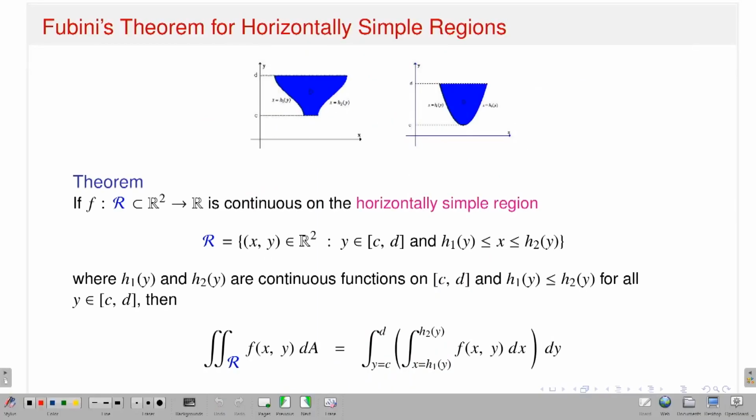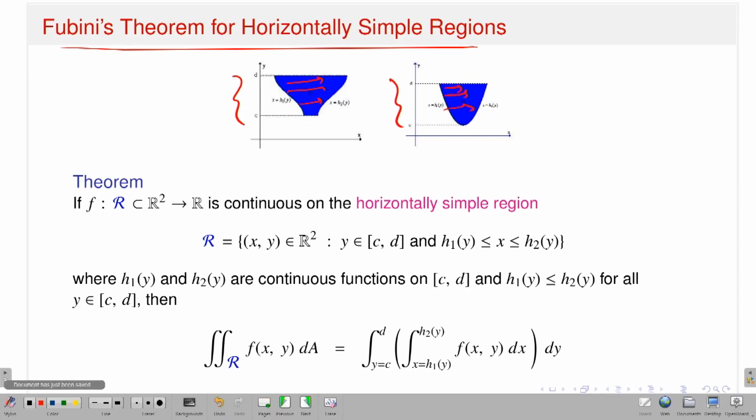Okay. So, I think that is what I am going to explain. Yes, Fubini's theorem for horizontally simple regions. Again, horizontally simple regions means what? y is fixed, y varies from c to d. x varies from one curve to another curve, so x varies from h1(y) to h2(y). So, this is called horizontally simple.